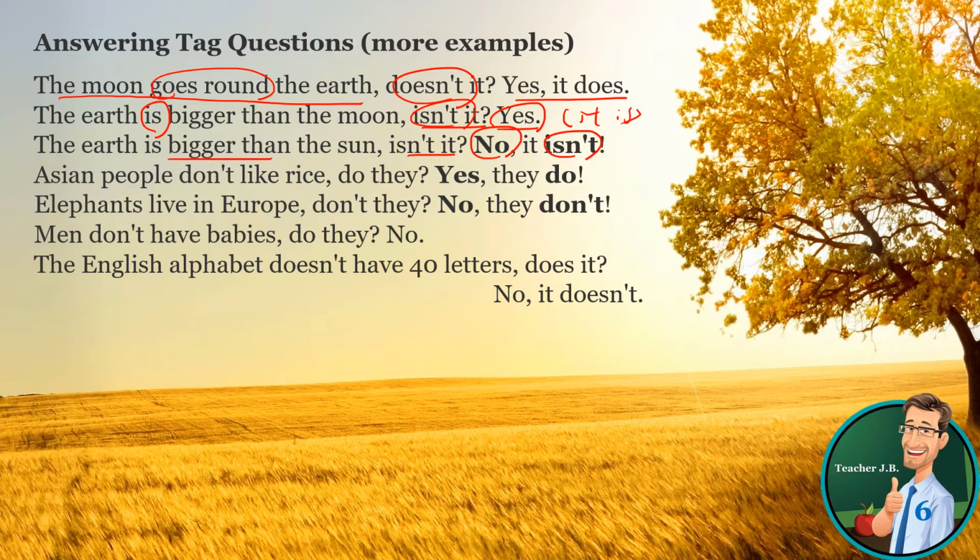Asian people don't like rice, do they? No, that's not true. Yes, they do. They like it. Elephants live in Europe, don't they? You can see some elephants in Europe, but not necessarily. Just say no, they don't, with emphasis. Men don't have babies, do they? That's true, right? So no, they don't. The English alphabet doesn't have 40 letters, does it? The answer is no, it doesn't.